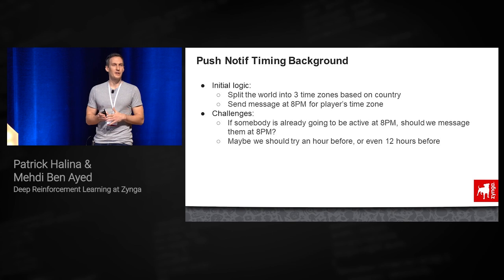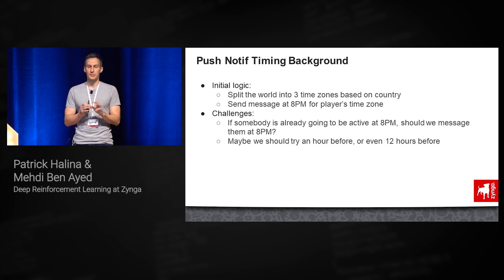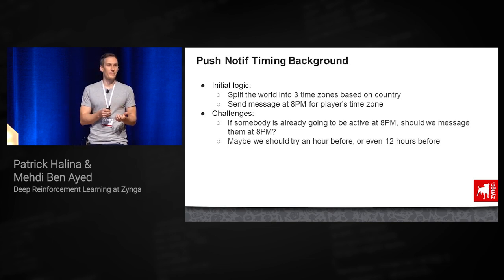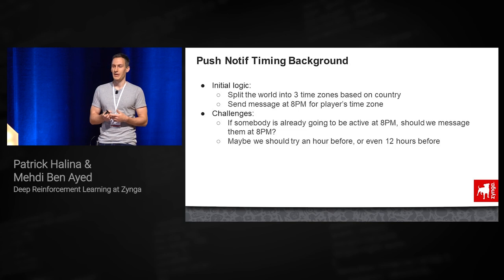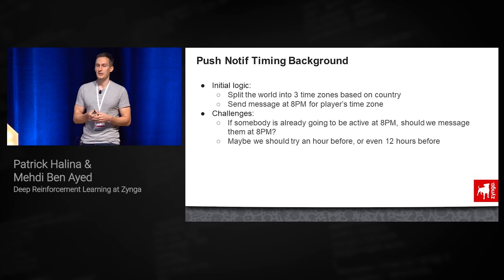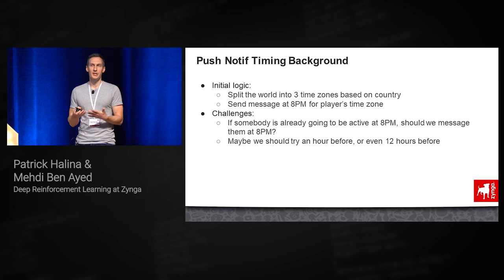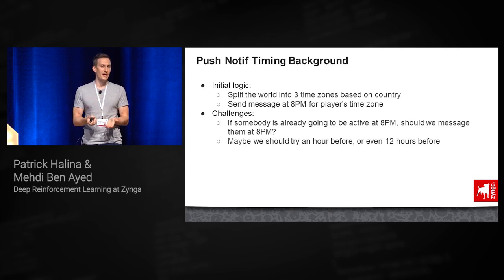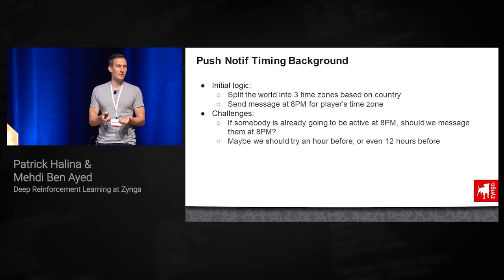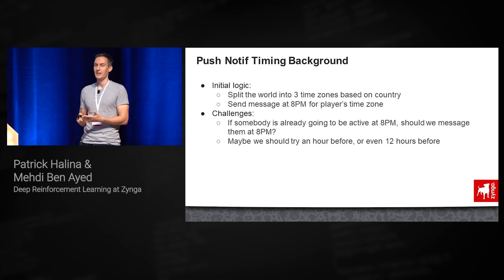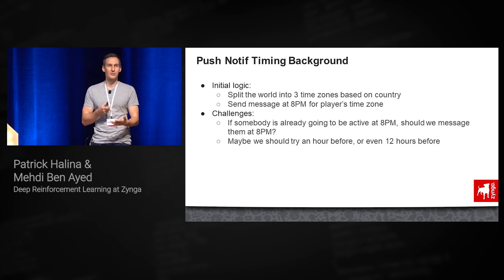So we applied this to one of our games, and the logic they initially had was simply breaking the world into three different time zones and then sending a message to each player for 8 p.m. at their time zone. And that's on the basis that 8 p.m. is the time that's the most popular, when people are most likely to make a move. But there's a couple challenges here. It begs the question, if somebody is already going to make a move or play the game at 8 p.m., should we send them a push notification to try and get them to engage with the game at 8 p.m.? Maybe we should send it half an hour later, maybe 12 hours earlier. What's really going to drive an improvement in that KPI?